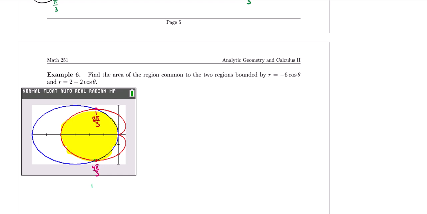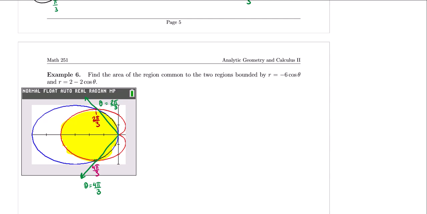Anytime that you're working on these problems, always draw some lines going through the points of intersection and the pole. So I'm going to draw one line here. This one here is theta equals 2 pi over 3. And the other line going through the second point of intersection and the pole is going to be theta equals 4 pi over 3. Now, how does that help us?